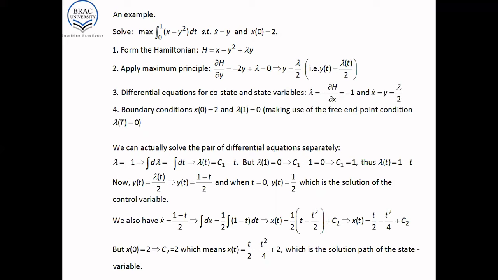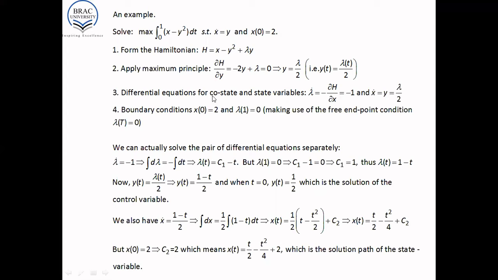minus 2y. Right? So if you differentiate H with respect to y, you get minus 2y plus lambda, and you have to set it equal to 0. And from here, we get y is equal to lambda by 2, i.e. y of t is equal to lambda of t by 2.